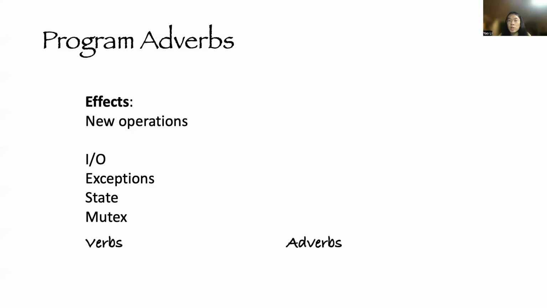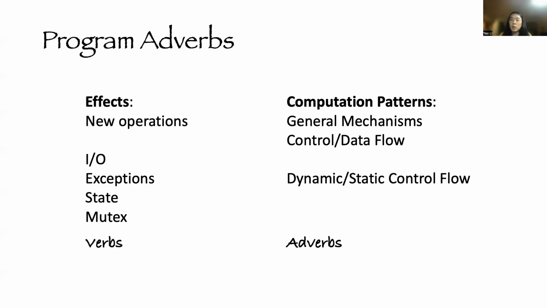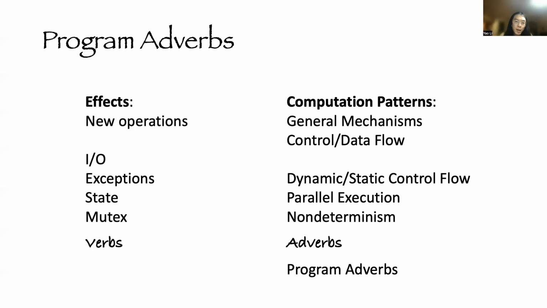We have some computation patterns or general mechanisms that work on the control flow or data flow that would modify how an effect is invoked in a general way. These computation patterns include static or dynamic control flows, parallel execution and non-determinism, etc. Program adverbs are structures that capture exactly this type of computation patterns.